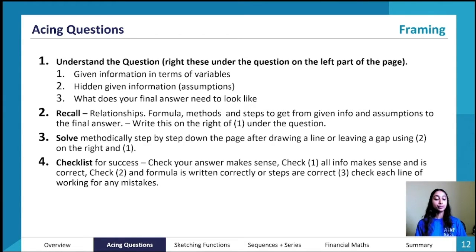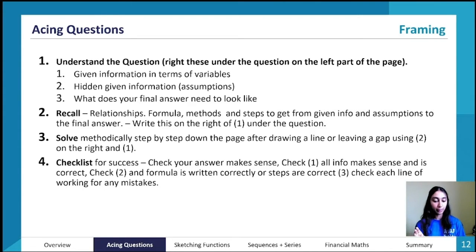Next step is to recall relationships and formulae. Number two, write down those relationships or formulae, and then step three, solve methodically. Once you've done your whole solving, you're going to check for three things.